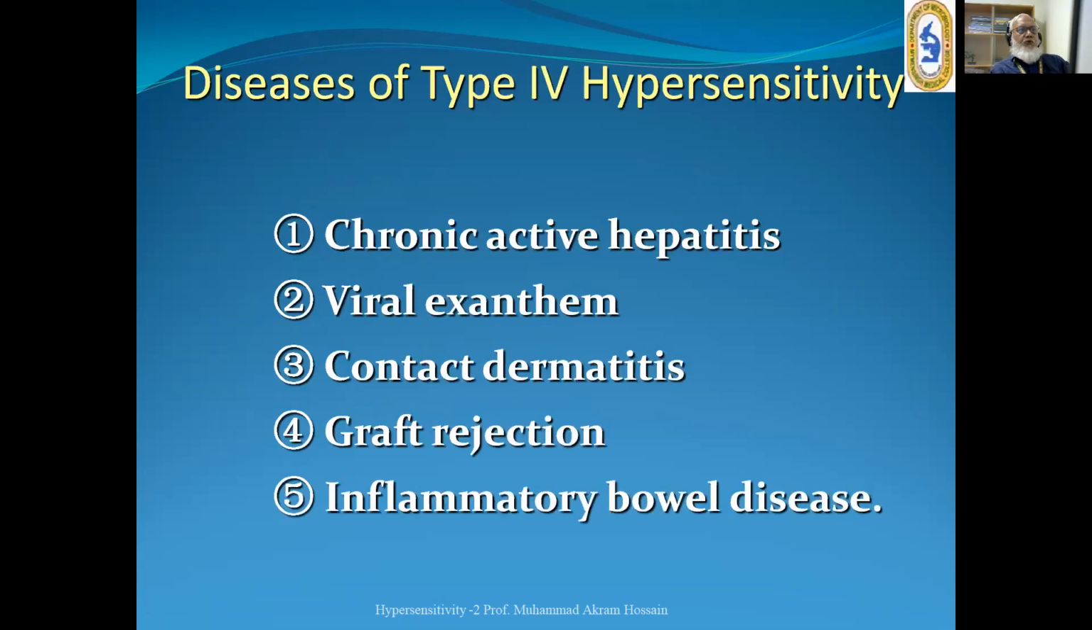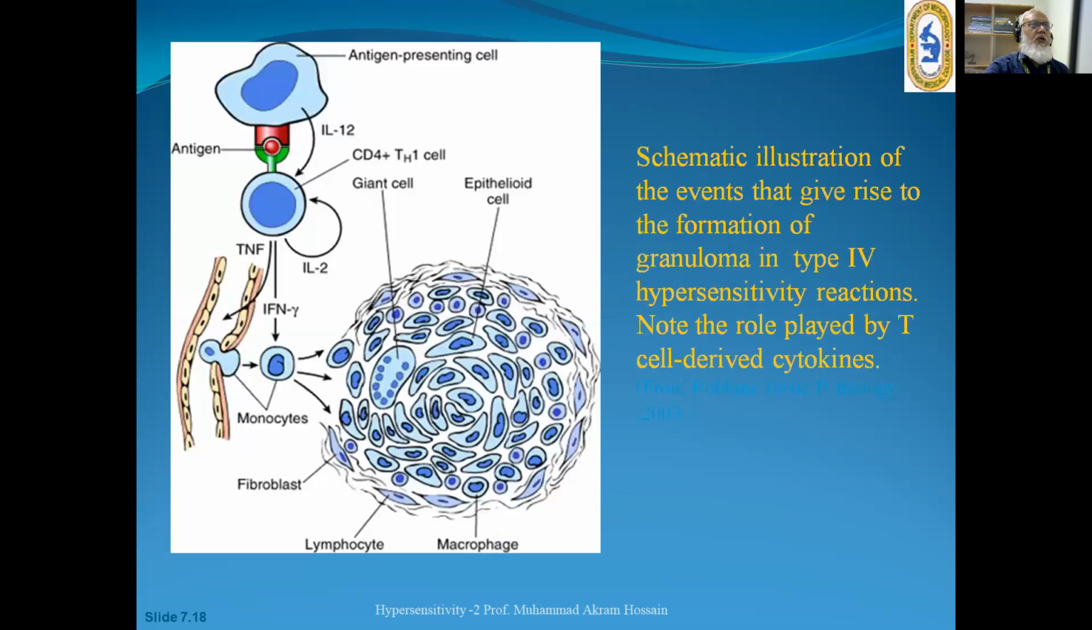Diseases of type 4 hypersensitivity include chronic active hepatitis, contact dermatitis, graft rejection, and inflammatory bowel disease. And this is a schematic illustration of events that give rise to the formation of granuloma in type 4 hypersensitivity. There is a role of Th1 and activated macrophages. There is no role of any antibody. This is Th1 and macrophage. Thank you very much.